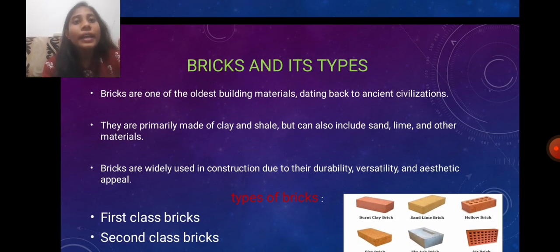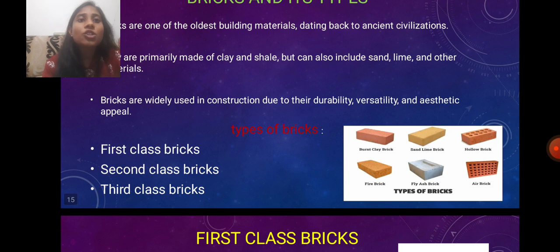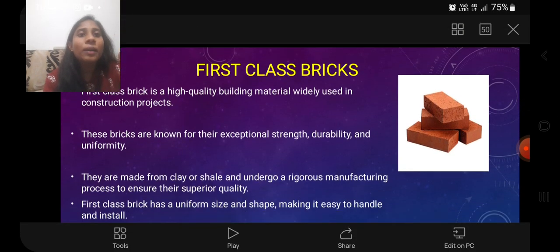What are bricks? Brick is one of the oldest building materials. As I said before, it has been used since ancient civilization. It is primarily made of clay and shale but can also include sand, lime and other materials. Bricks are widely used for construction due to their durability, variety and aesthetic appeal. Bricks consist of three types: first class brick, second class brick and third class brick. Let's discuss one by one.